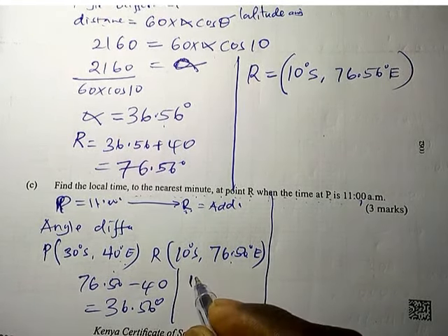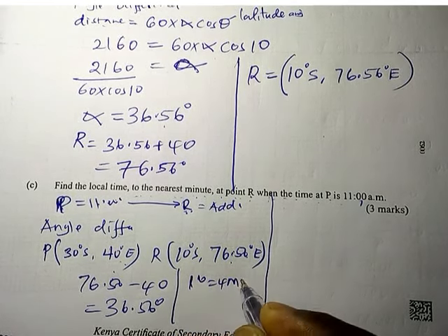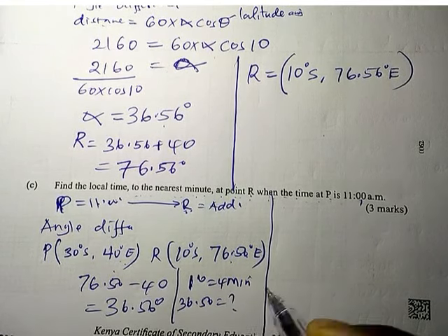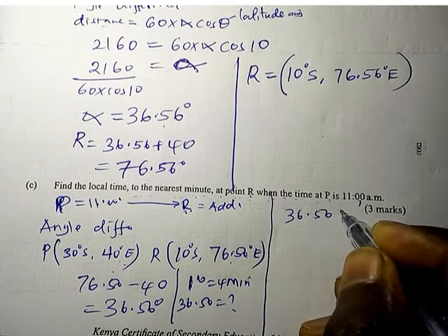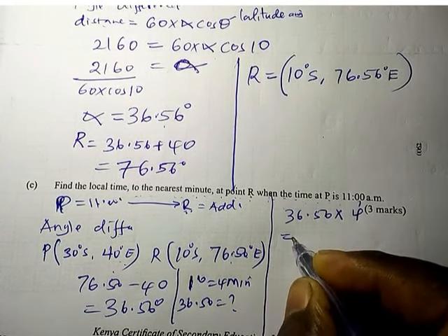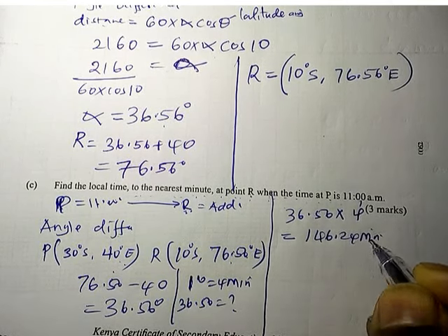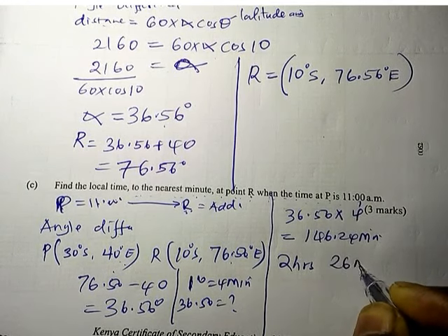But we know that 1 degree is equal to 4 minutes. So 36.56 degrees will be how many minutes? It is 36.56 times 4. This will give us 146.24 minutes. This is the same as 2 hours 26 minutes.